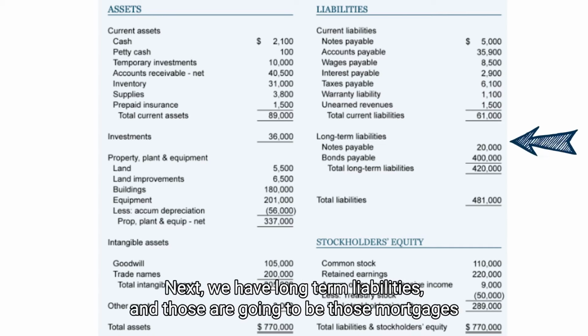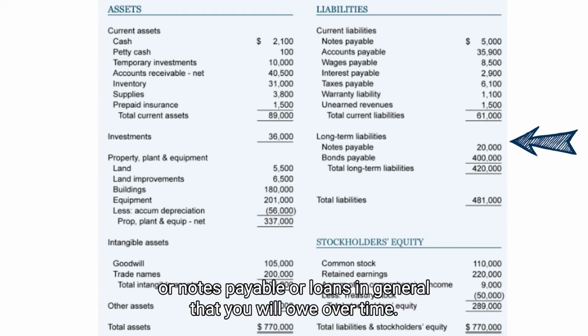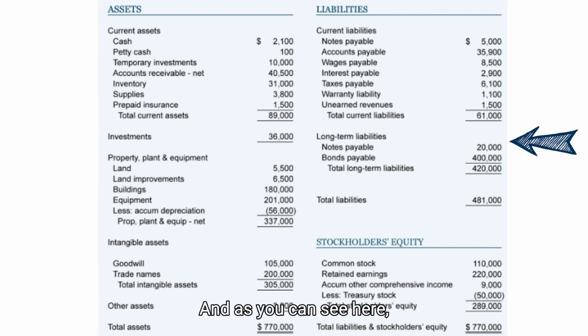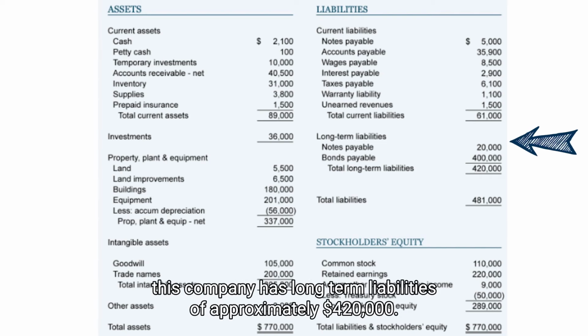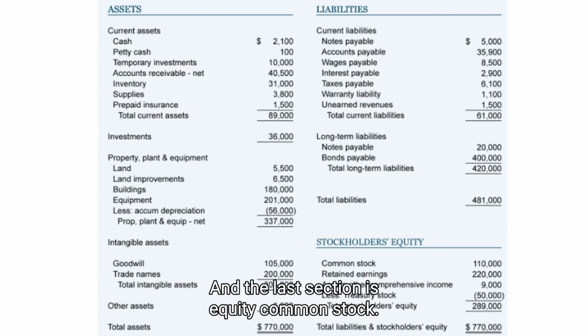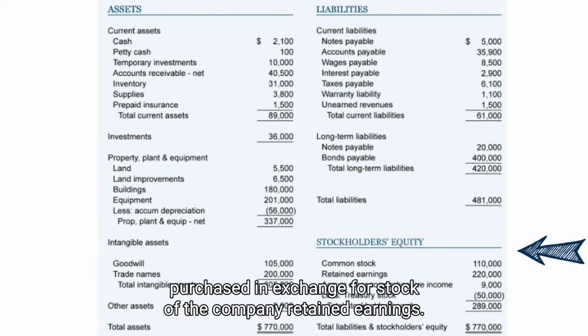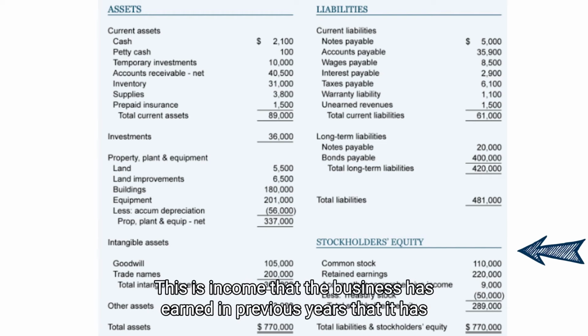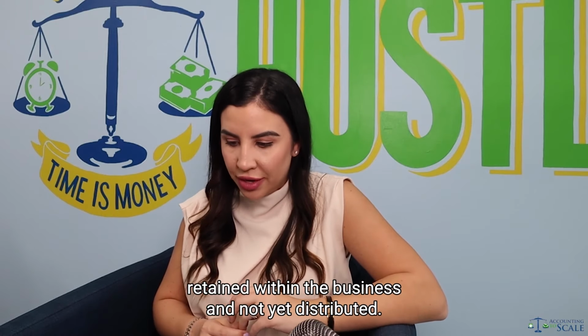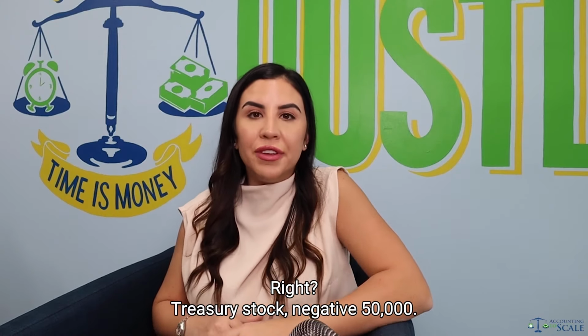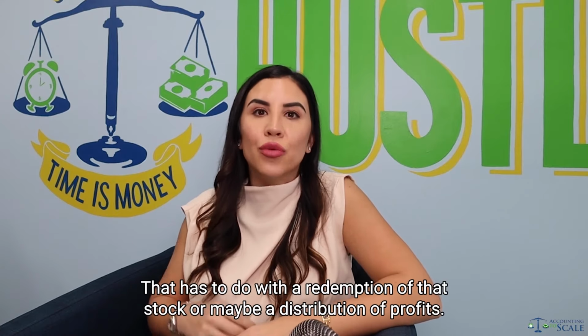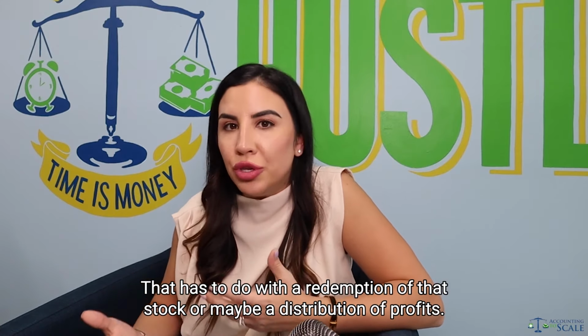Next, we have long-term liabilities, and those are going to be those mortgages or notes payable or loans in general that you will owe over time. And as you can see here, this company has long-term liabilities of approximately $420,000. And the last section is equity. Common stock, this is what the owners have invested or purchased in exchange for stock of the company. Retained earnings, this is income that the business has earned in previous years that it has retained within the business and not yet distributed, right? Treasury stock, negative $50,000, that has to do with a redemption of that stock or maybe a distribution of profits.